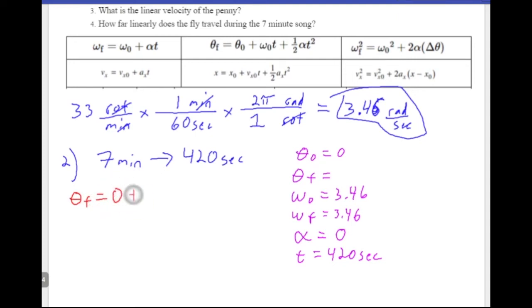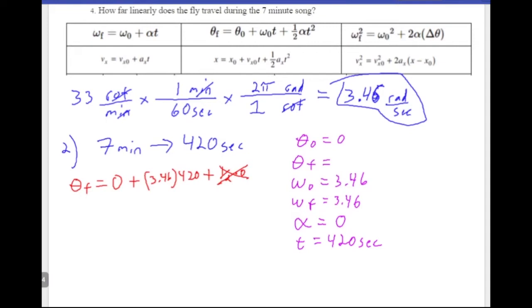I get 0 plus omega initial, which is 3.46, times my time, which is 420, plus 1/2 alpha t squared, where alpha is 0, so this is all just 0, doesn't matter. Go ahead and simplify. I get 3.46 times 420. That gives me a theta final of 1453.2 radians.